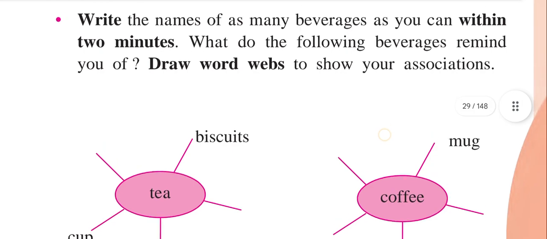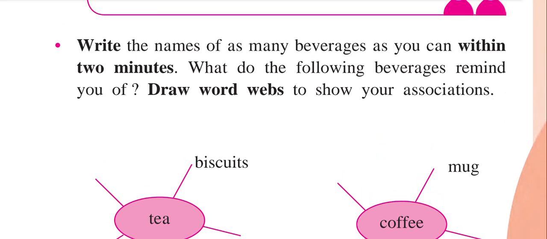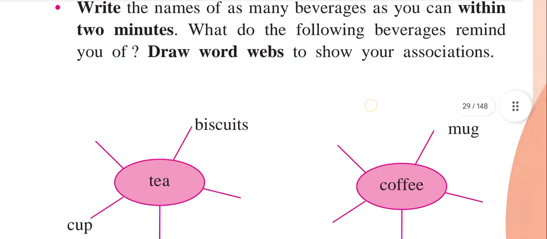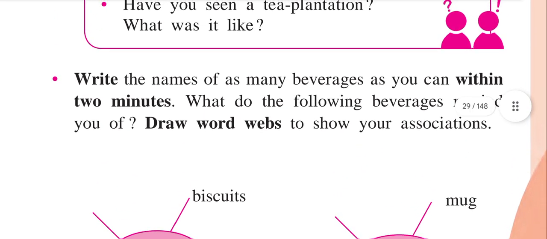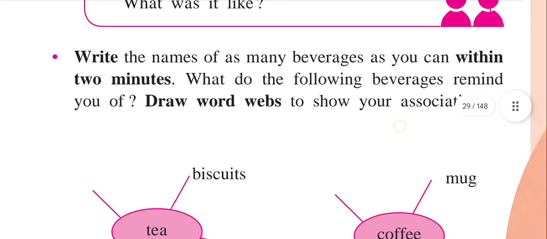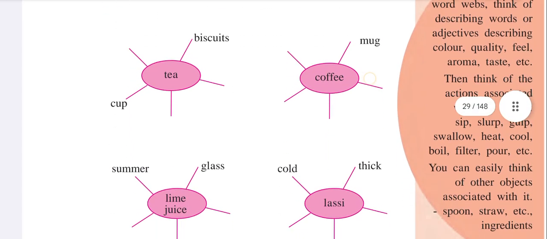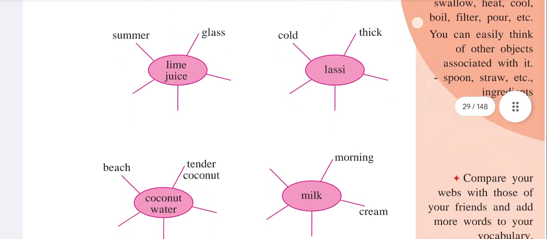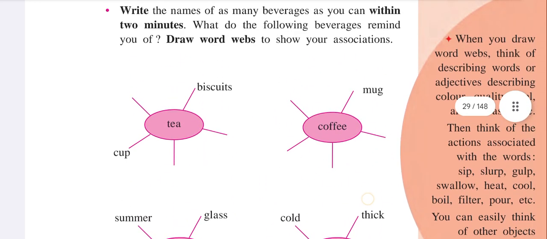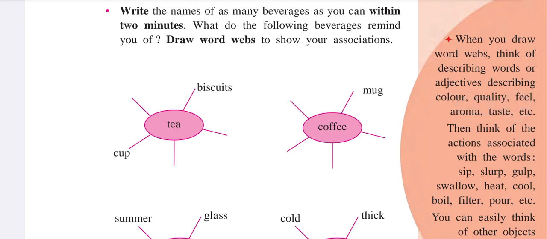The next activity you have to write here the names of the beverages are given here. Beverages means a liquid substance that people intend to consume. Okay, like tea, coffee, milk, juice, etc. Here are the names of the beverages: tea, coffee, lime juice and lassi, coconut water and milk. We have to write the related words of these words.